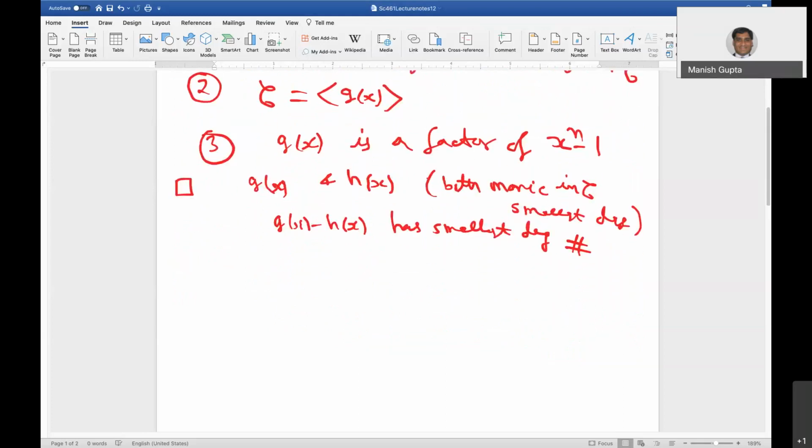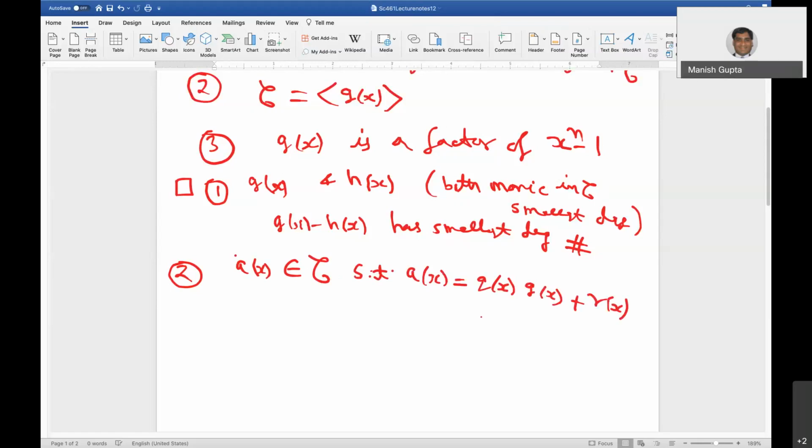Second, I have to prove that C is generated by g(x). So how do we show that? I'll take an arbitrary element a(x) in C. Suppose it is not a multiple of g(x), but rather when we divide, there is some remainder. a(x) can be written as some quotient polynomial q(x) times g(x) plus r(x), a remainder polynomial r(x), where degree of r(x) is less than degree of g(x). I have just applied the Euclidean division algorithm.